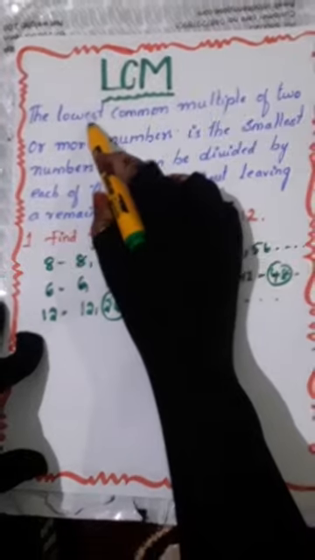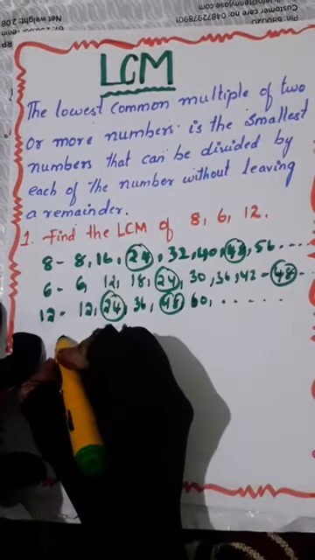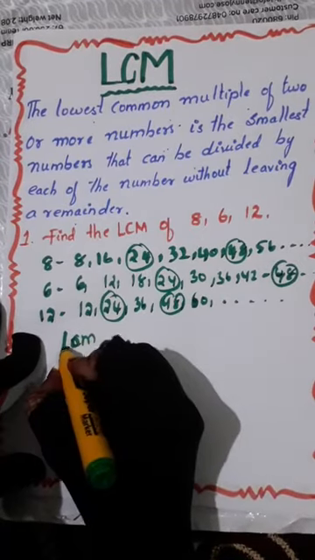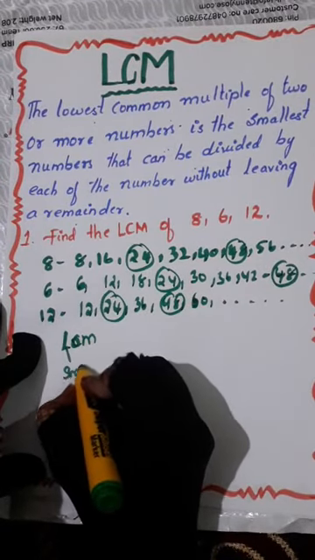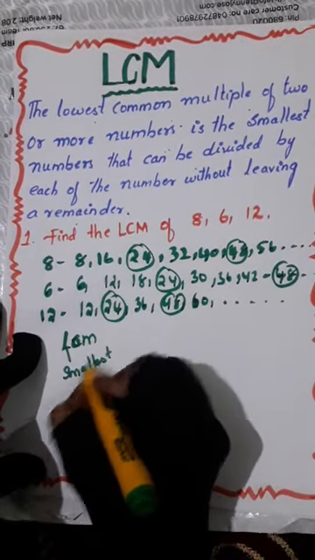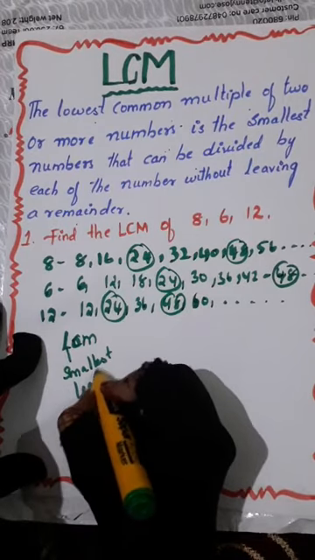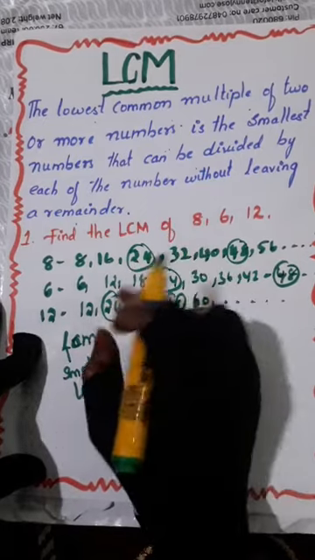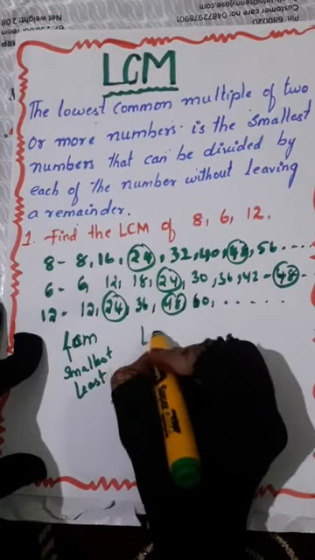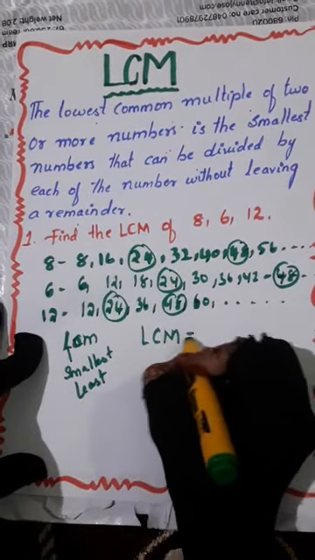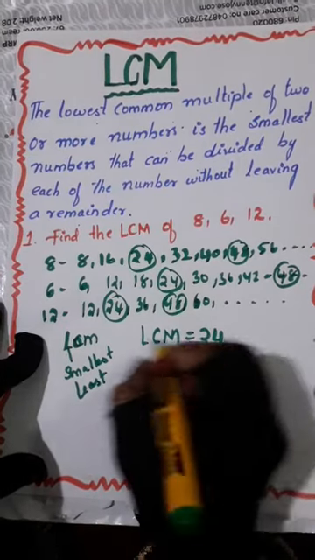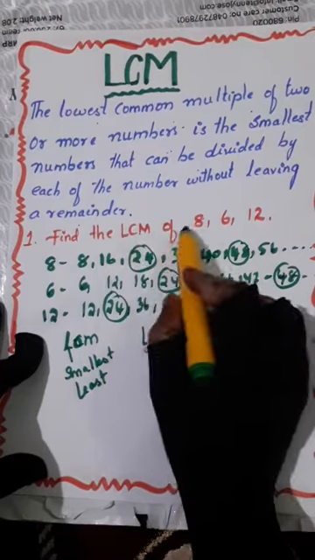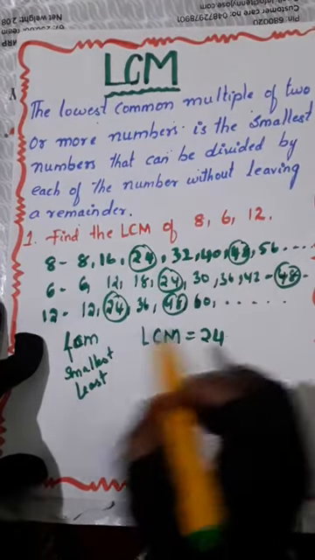But what we want is the lowest common multiple. What does lowest mean? Lowest means smallest, or we can say least. The smallest common multiple, the first common multiple, is what? LCM is equal to 24. So the LCM of 8, 6, 12 is equal to 24.